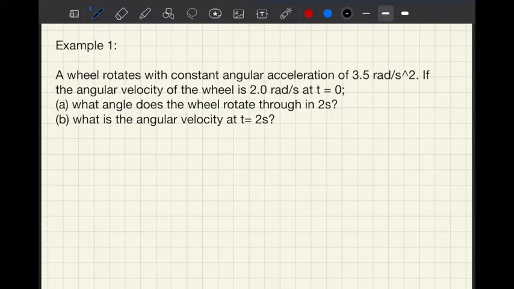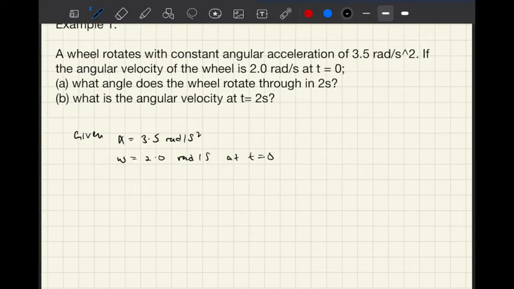So what I usually do is extract the information given by the question itself. So write it down. Given: the angular acceleration alpha is 3.5 radian per second squared, and the angular velocity omega naught is 2.0 radian per second, at t equal to 0.